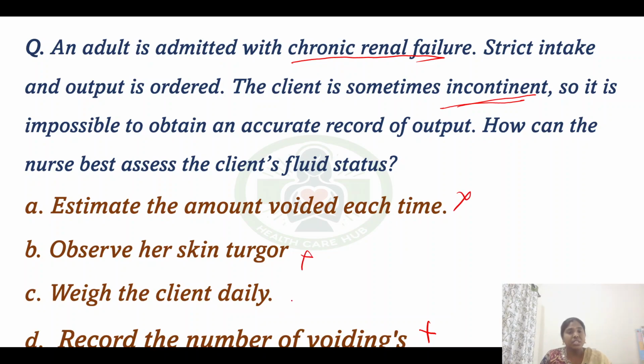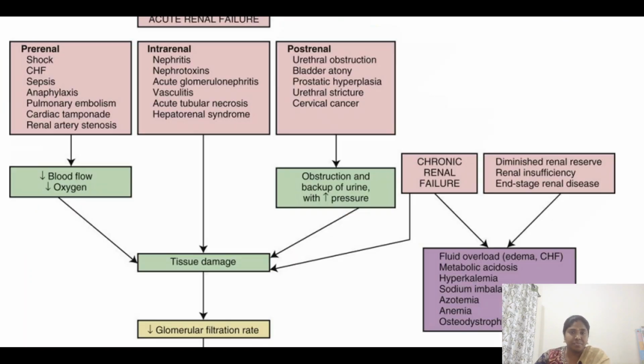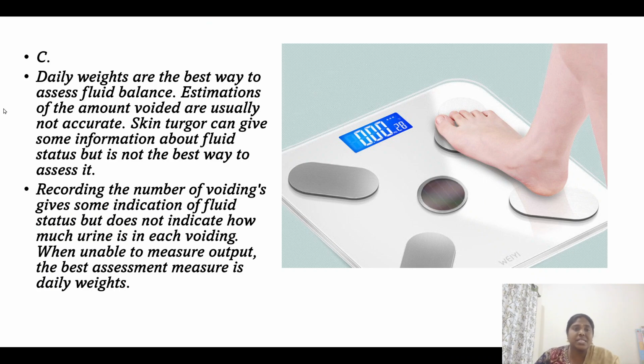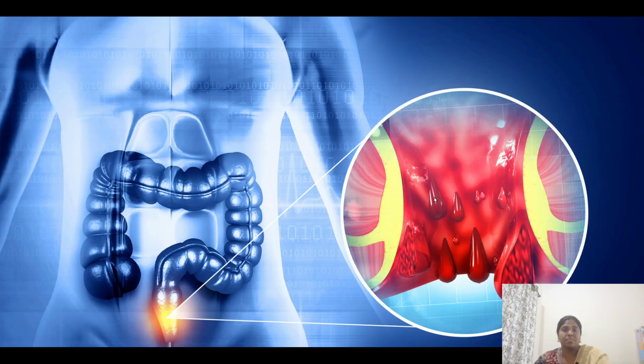So we need to check the patient daily. Checking the patient daily is only going to help us. Daily weights are the best way to assess fluid balance. Estimation of the amount of urine voided is not accurate, and so checking the daily weight of the patient is the best method to know the patient's fluid status.